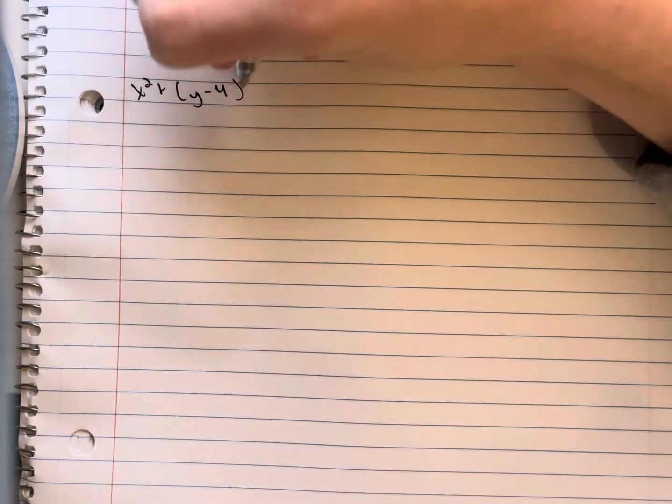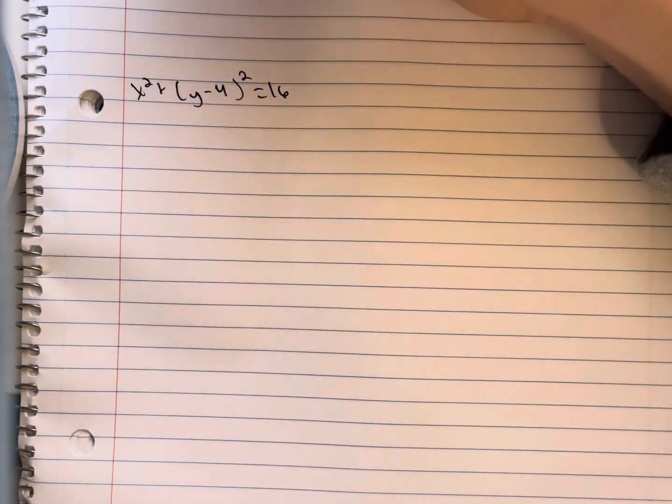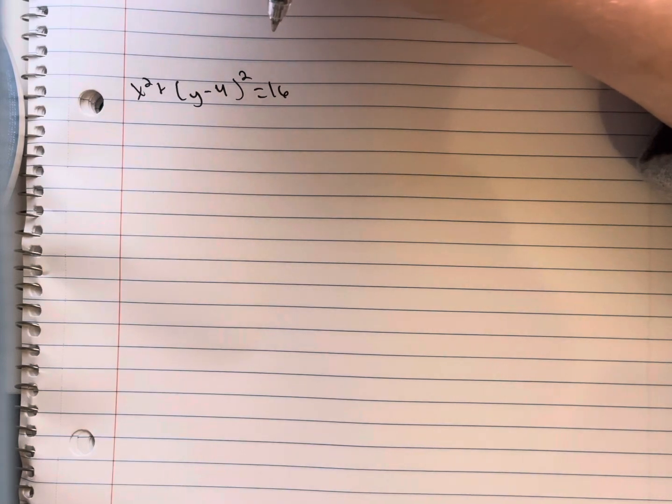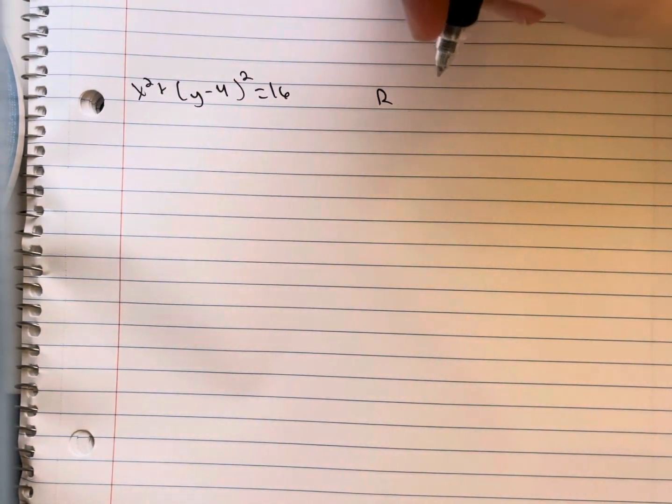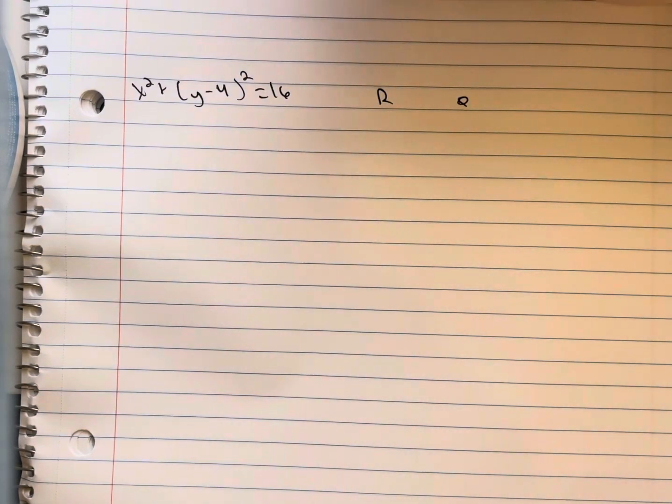So, start here. The equation is, convert the equation x squared plus y minus 4 squared equals 16. How are we going to get this into polar form? Well, what do we want to find? We want to find r, we want to find theta, okay?